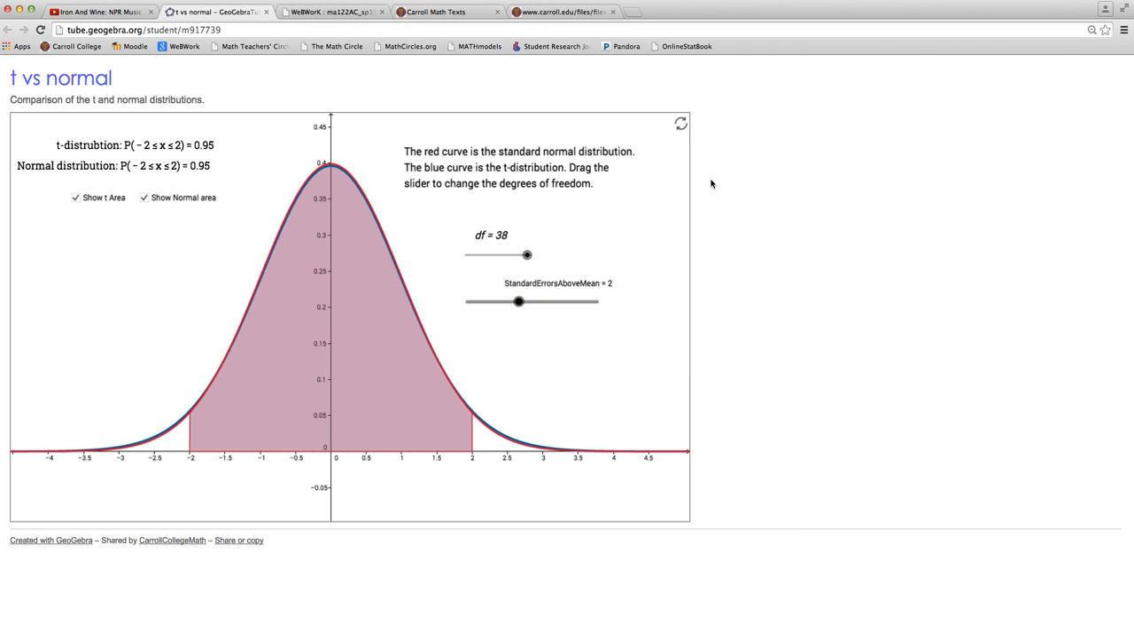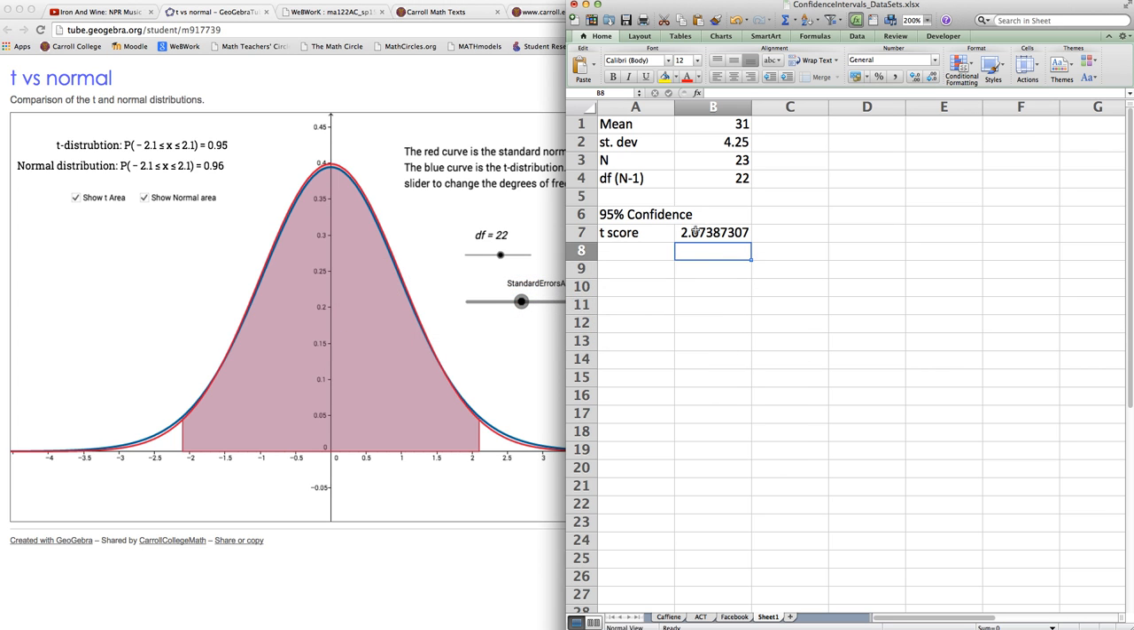If you recall, on the t-distribution, if I'm down here at 22 degrees of freedom, there we go, 22 degrees of freedom. And if I want about 95%, I've noticed on the t-distribution I have to go a little bit above 2 standard deviations to get it. And in my Excel, that's what I see here.